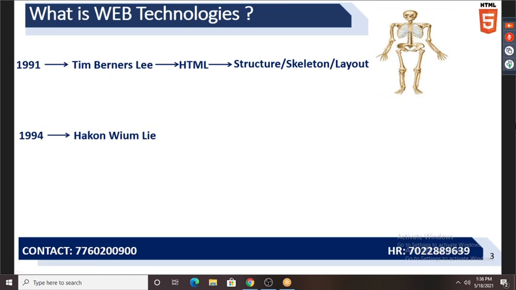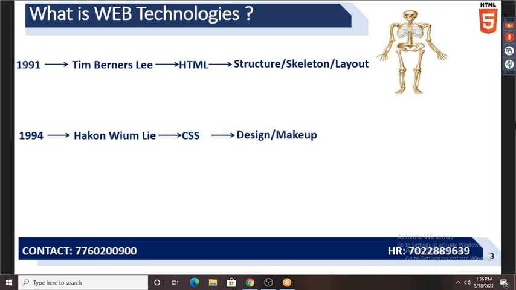Why did he select CSS only? Many other technologies came along with CSS to design HTML. Don't think he selected it because Hakon Wium Lie is a friend of Tim Berners-Lee. No, not like that. It is because CSS is very easy. By seeing the name only, we can understand easily why we are using a particular thing in this technology. That much easy it is. Clear? So why did he introduce CSS?